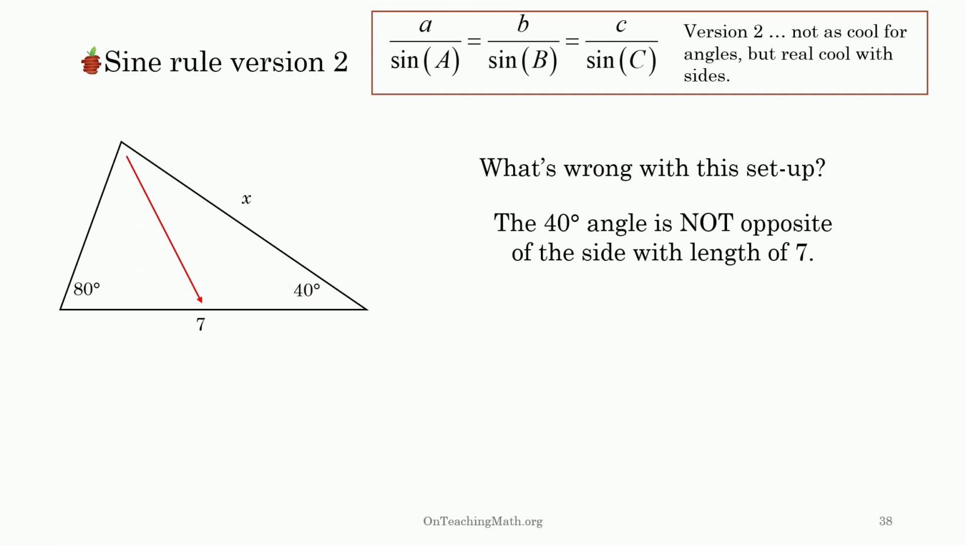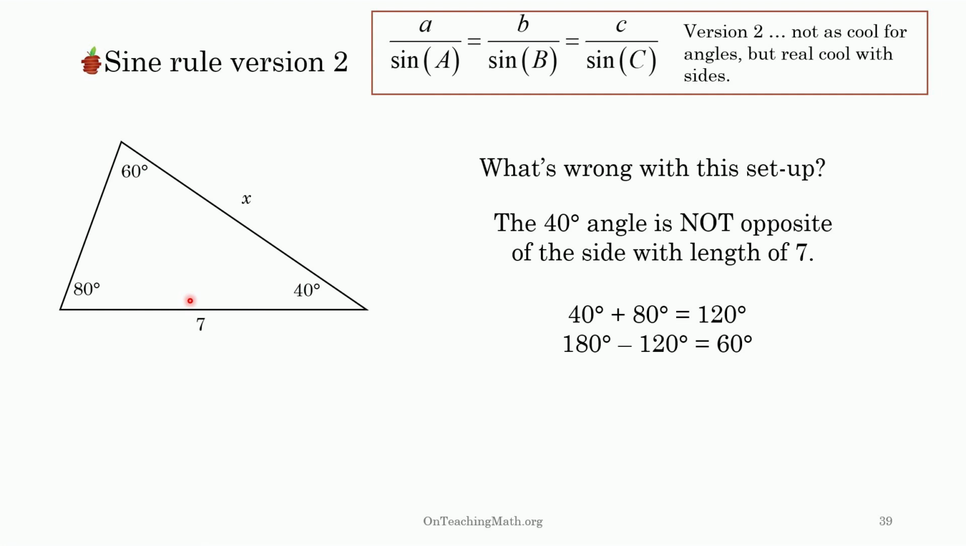So we could just do 40 plus 80, which is 120. Subtract 120 from 180, and we can find out pretty easily that this is 60. It's really, really important. That's why I put this little example in here. You have to use the angle and its opposite. You can't use the angle and its adjacent. That wouldn't be sine. So, angle and its opposite.